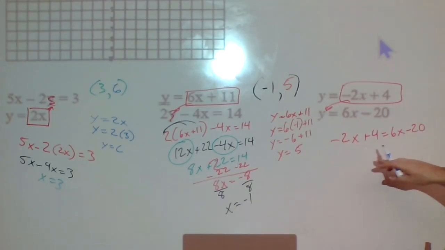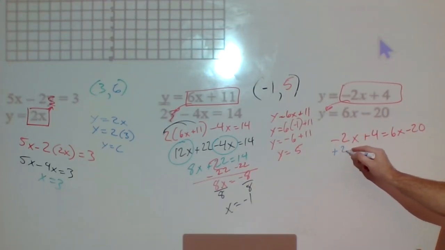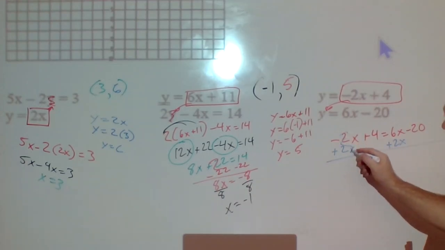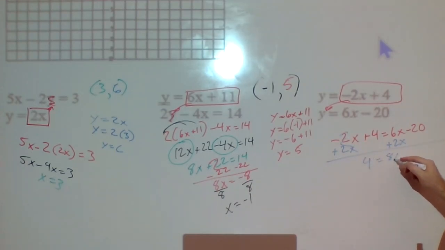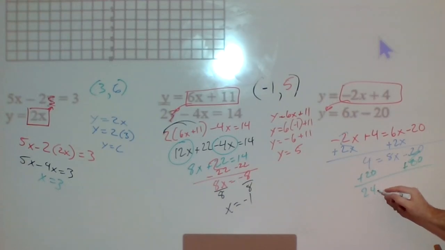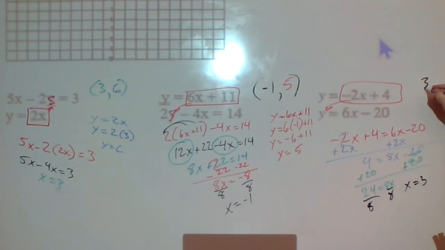we got letters on both sides. -2 is smaller, so let's go ahead and do the opposite and add. So we add 2x to both sides. Those go away. We got 4 equals 8x minus 20. And then we're going to go ahead and add 20 to both sides, because that's who's watching. 24 equals 8x. We'll finish the deal by dividing by 8, and we get x equals 3. All right, so half of the answer is 3.